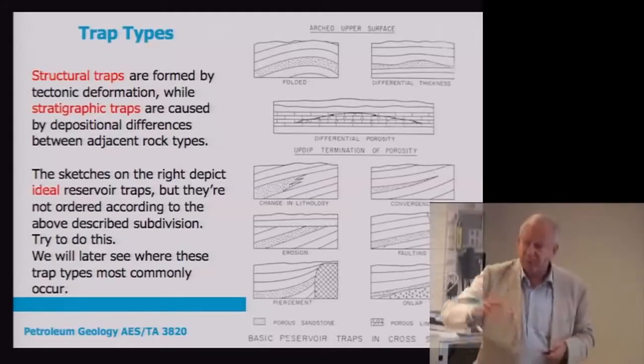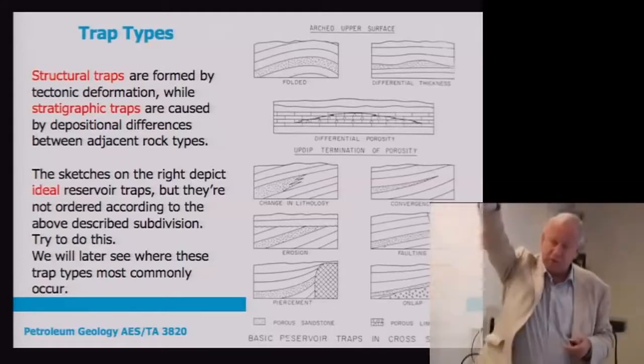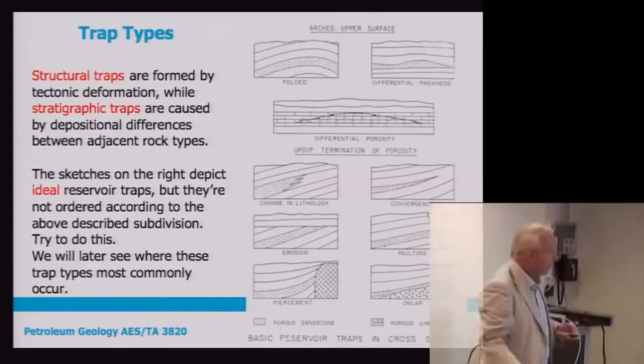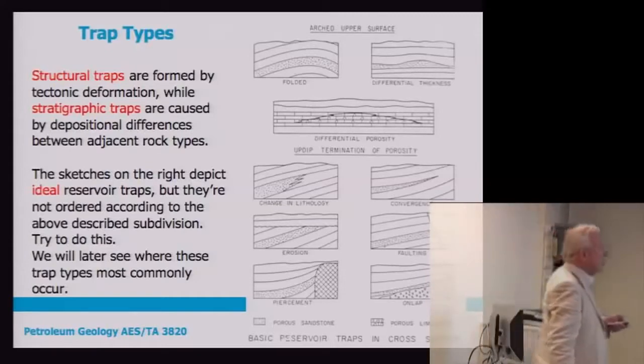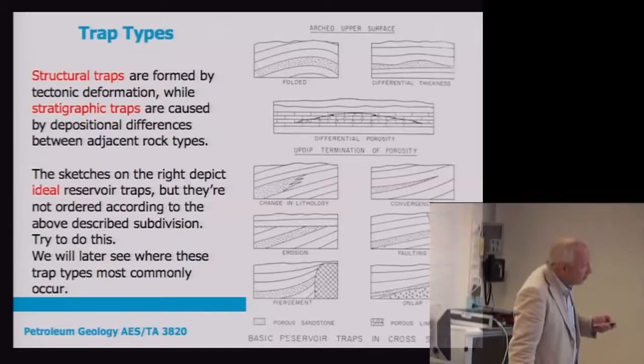Remember the La Brea tar pits? Well, that's where the fault was leaking. It comes to the surface and forms a puddle at the surface, right? So if you want this to be an efficient trap, the fault has to be sealing.